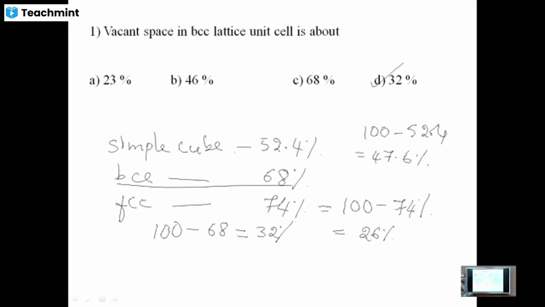Okay. Sometimes students get confused. Whenever they see BCC lattice, immediately they prefer option C, 68%, because packing efficiency of BCC is 68%. But the question is vacant space. So vacant space is 100 minus 68. Therefore, option B, 32%. Next question.